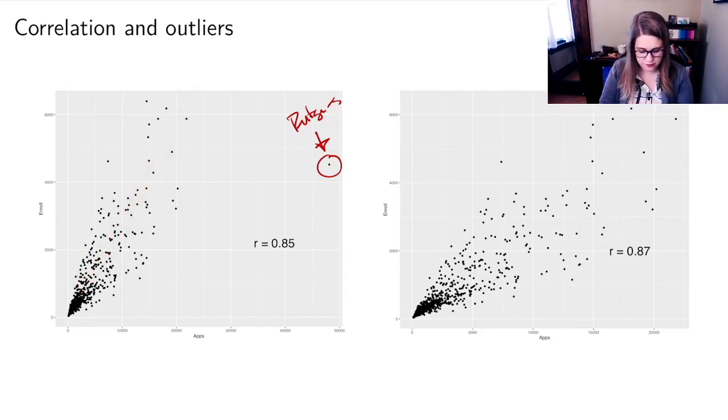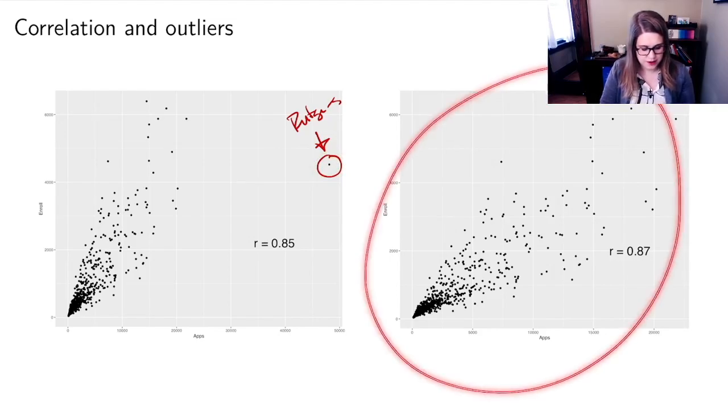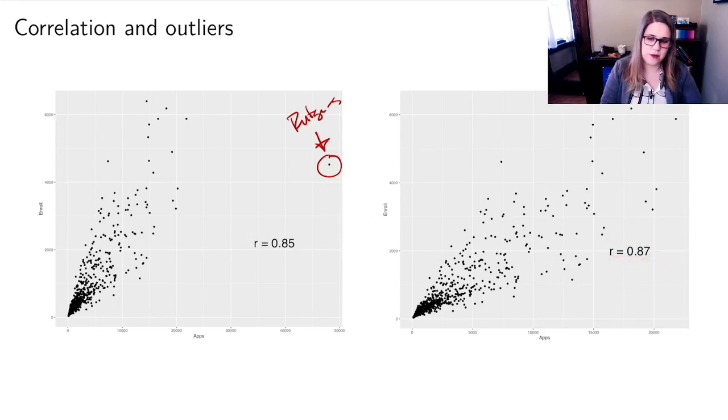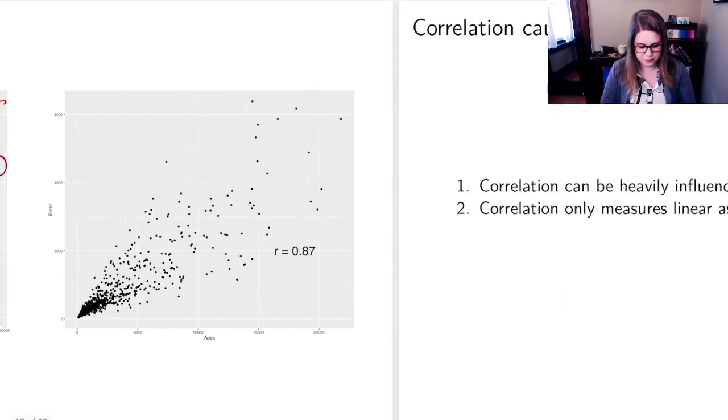And so if I have Rutgers in the mix, my correlation value is 0.85. But then if I take out Rutgers, and that's what I've done over here, then my correlation value is 0.87. So the correlation gets stronger. I think you can also see that the axes in my graph changed. Instead of having my maximum be 50,000, now it's only a little bit more than 20,000. So that makes a difference. So you have to be careful.